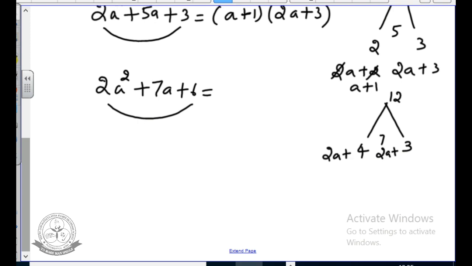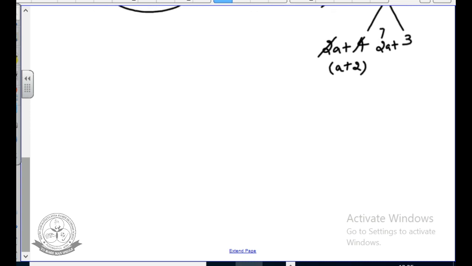If you can do the cancelling, you should do here itself. So a plus 2 into 2a plus 3. So the factors are a plus 2 into 2a plus 3, right? Divided by, in the second expression, what we are having in the numerator, a square plus 6a plus 5 is equal to, this is very simple one.